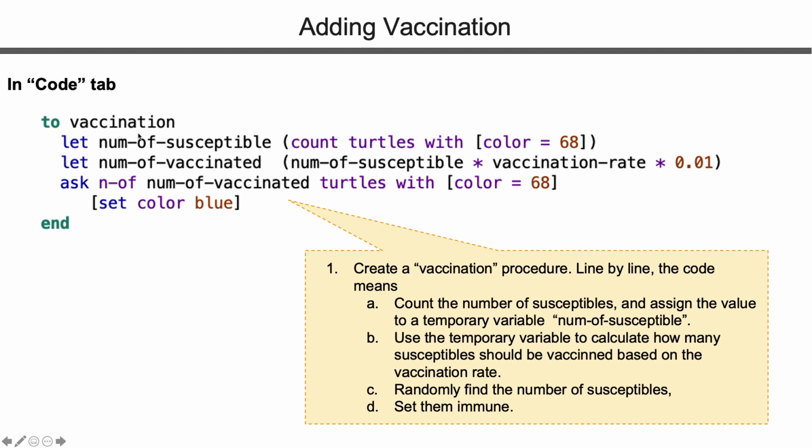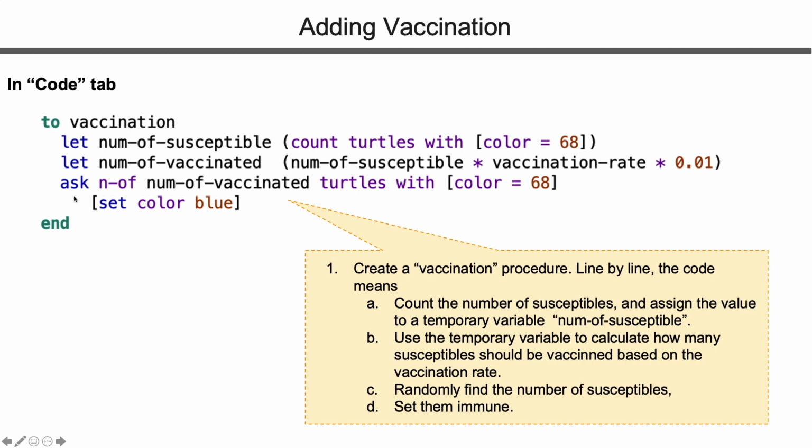In this procedure, we first count how many susceptible people we have in the simulation. And then we give this number to a variable called number of susceptible. And then we use this number of susceptible to calculate how many people can be vaccinated based on the vaccination rate. Here we have to multiply 0.01 because vaccination rate is defined by the integer. So we need to turn that into the percentage.